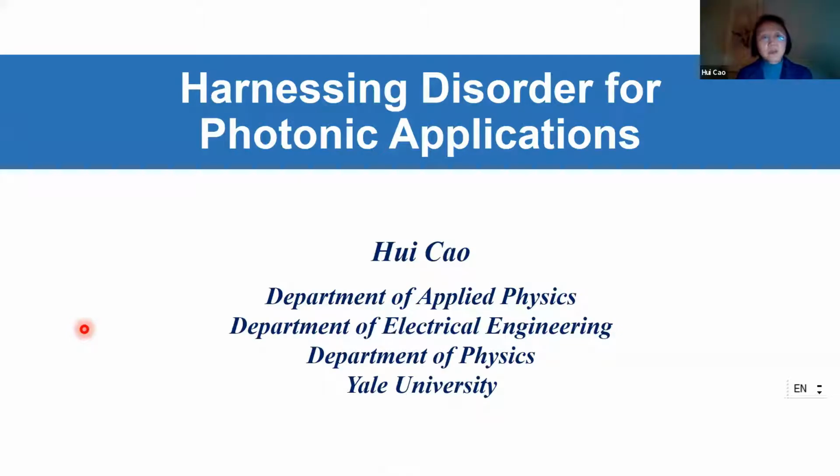So today I'm going to talk about harnessing disorder for photonic applications. First, maybe when you see this title, you'll feel surprised. Most of you, including myself, we all like order, right? We want everything to be in order. So why am I going to talk about disorder? Why disorder could be useful.